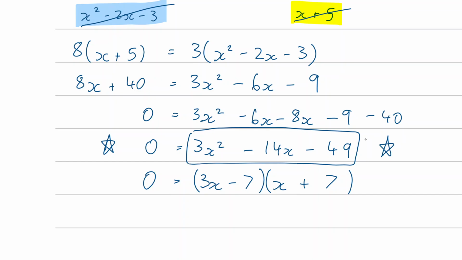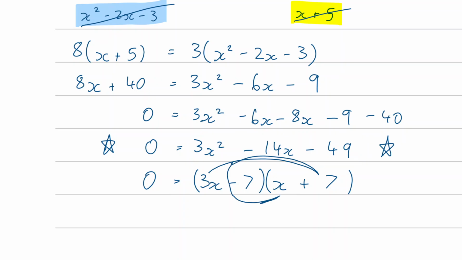So just looking at this, I see we'll get a 21x minus a 7x, which would be positive 14x, but we're looking for negative 14x. So actually, we need this to be positive, and this to be negative. All right, and you can check that by expanding it out, and you'll get back to this starred equation.